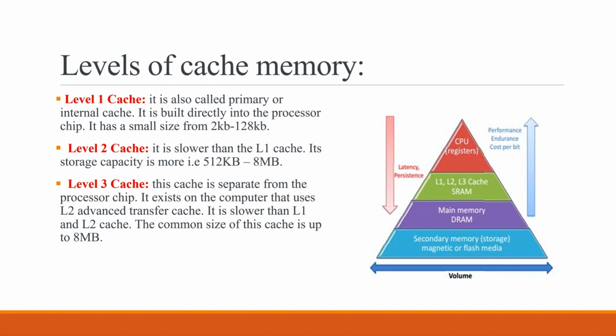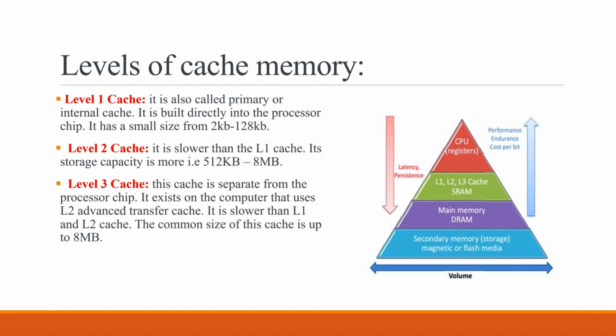Level 3 cache is separate from the processor chip. It exists on computers that use L2 advanced transfer cache. It is slower than L1 and L2 cache. The common size of this cache is up to 8 MB, and it can also be greater than 8 MB.